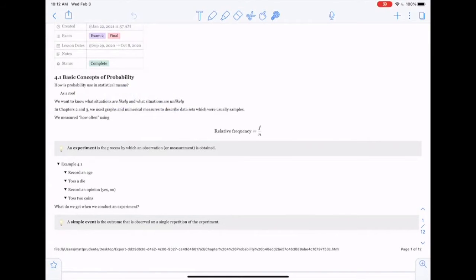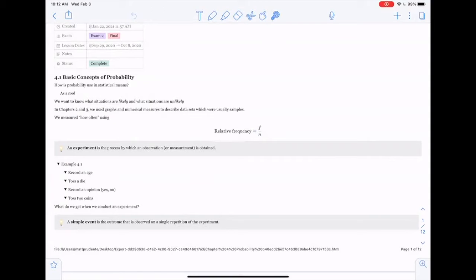And in the previous chapters, we used graphs and numerical measures to describe data sets, which were usually samples. And what we want to talk about is this idea of how often something is happening. And so we can define that by talking about what we call the relative frequency, which is the number of times it happens, or its frequency f, divided by the total number of outcomes.